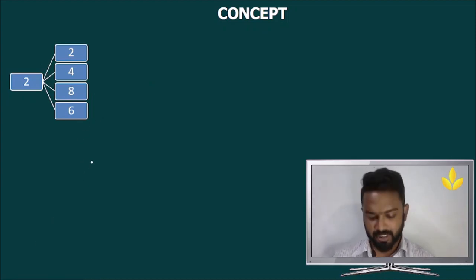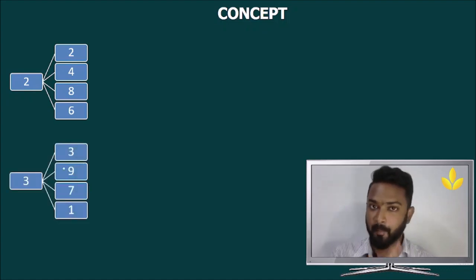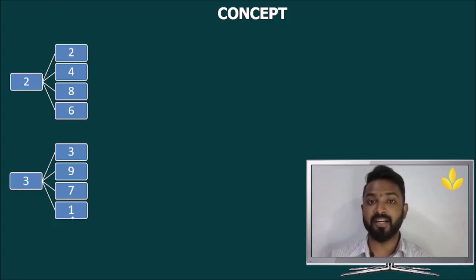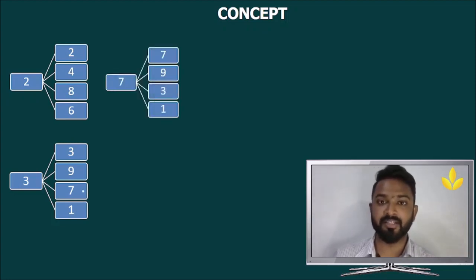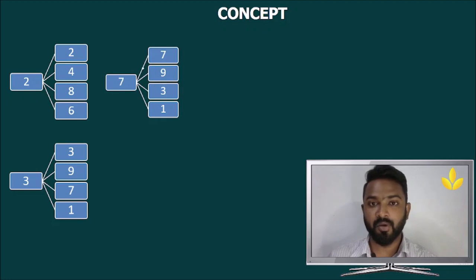The next such digit is 3. 3 power 1 is 3, 3 power 2 is 9, 3 power 3 is 27, so we have 7 over here, and 3 power 4 is 81, so we have a 1 over here. The next such digit is 7. 7 power 1 is 7, 7 power 2 is 49, so we have a 9 over here. 7 power 3 is 343, so we have a 3.